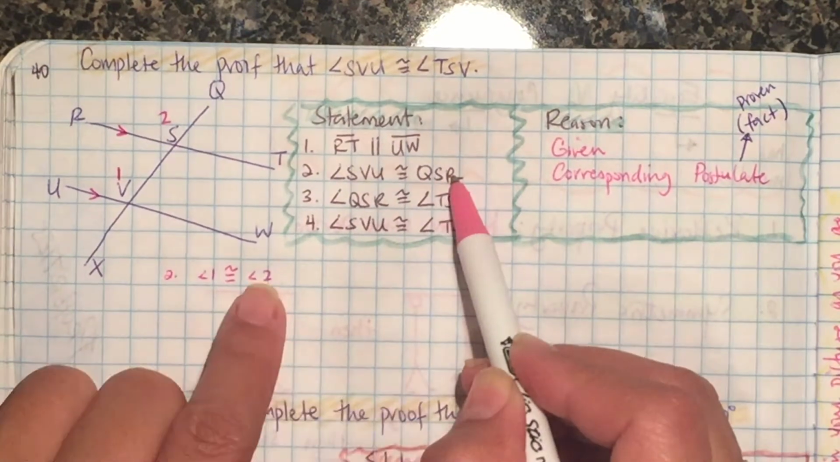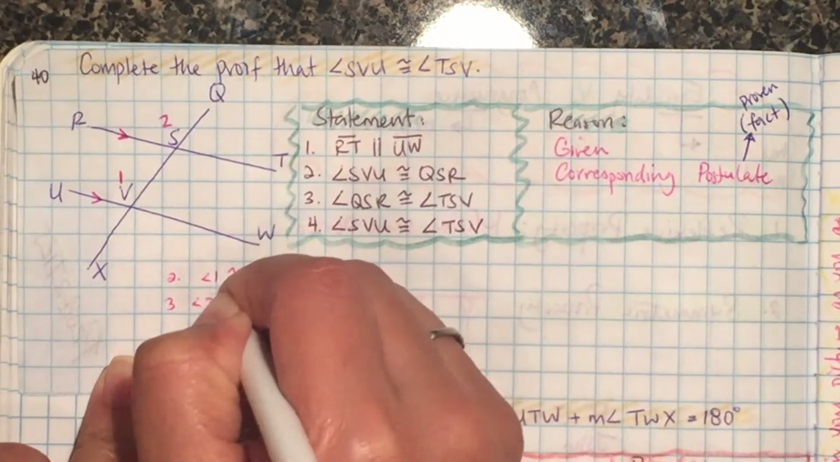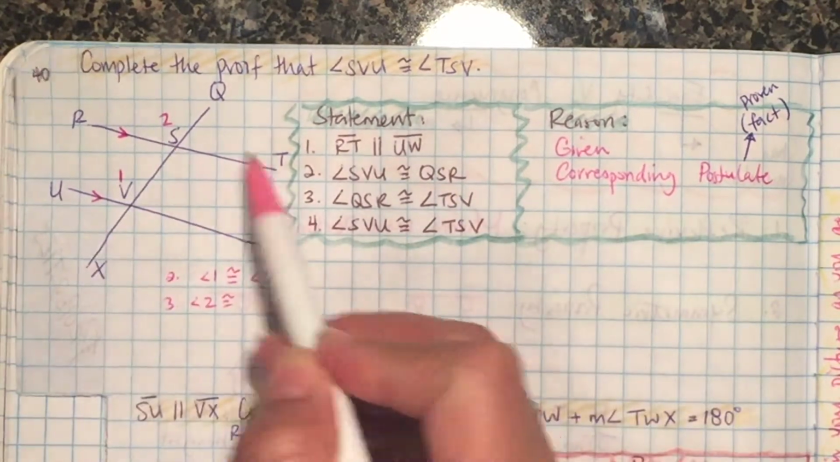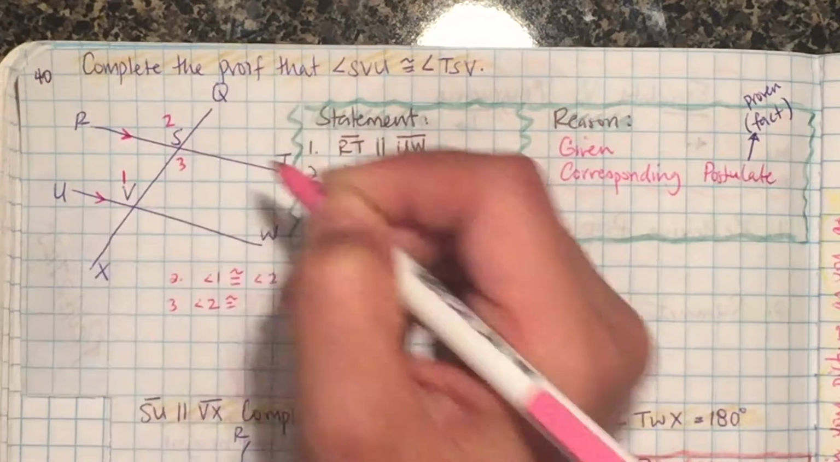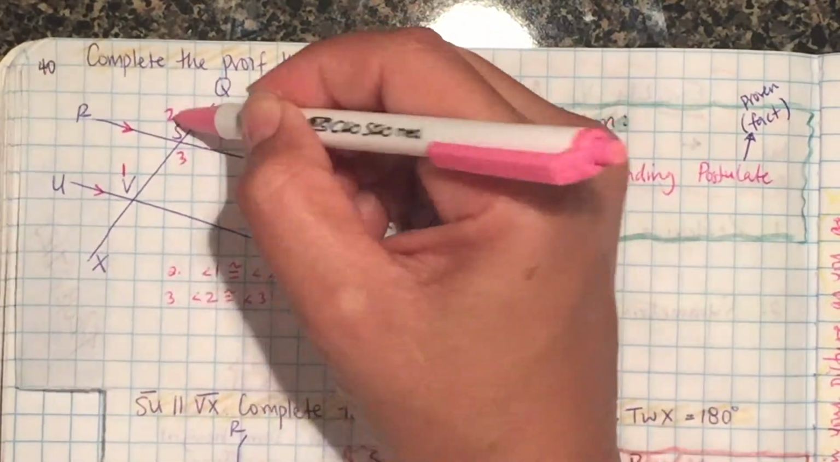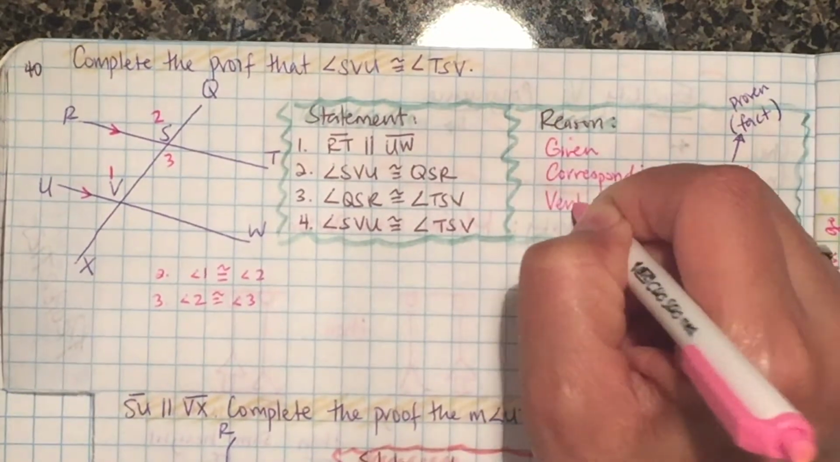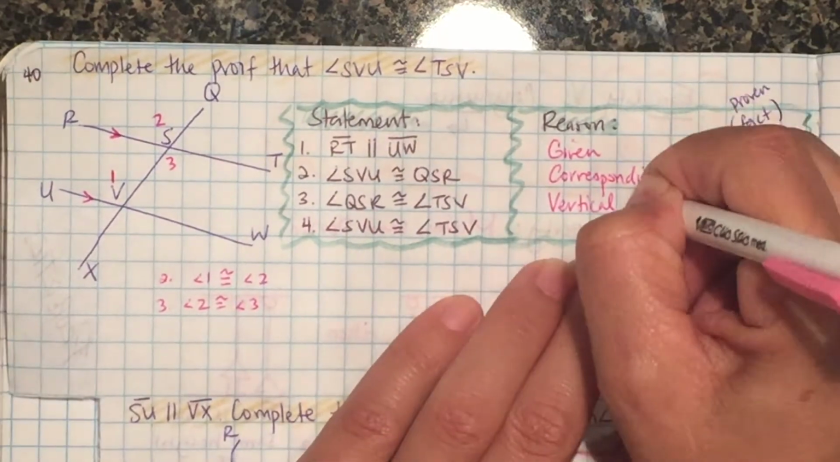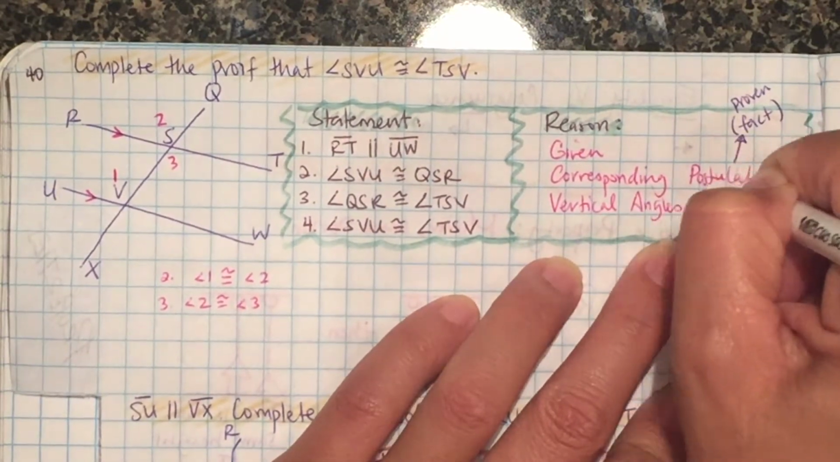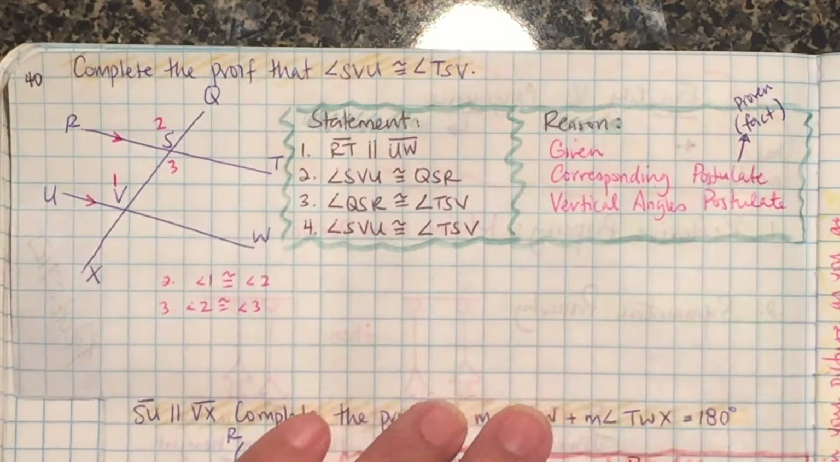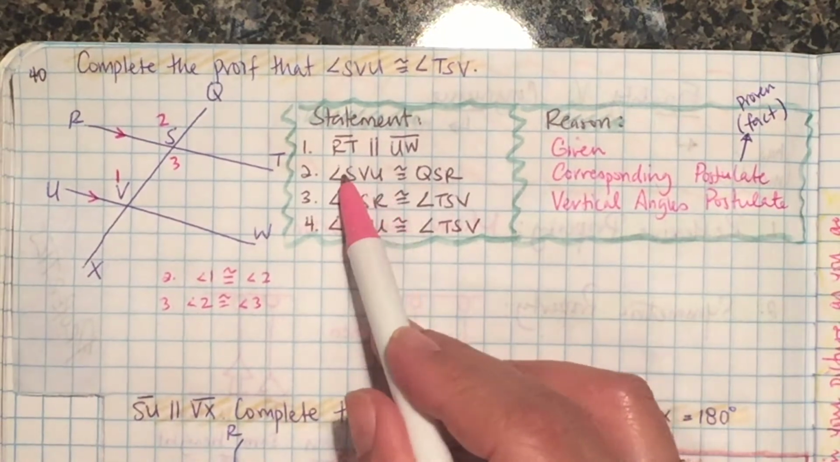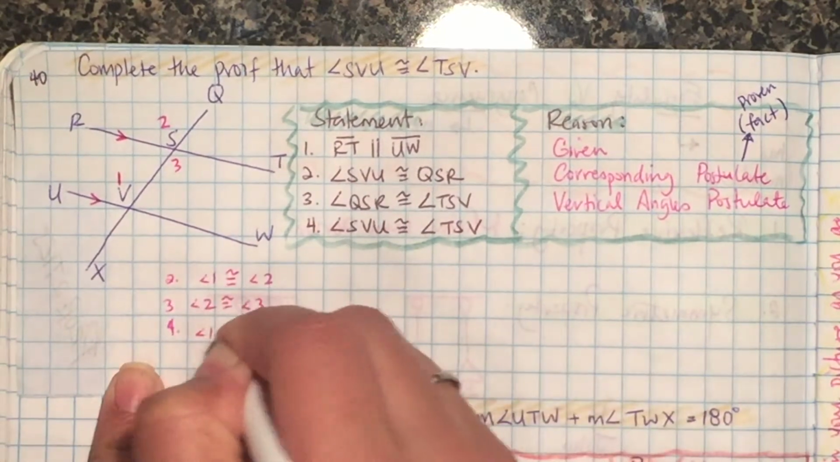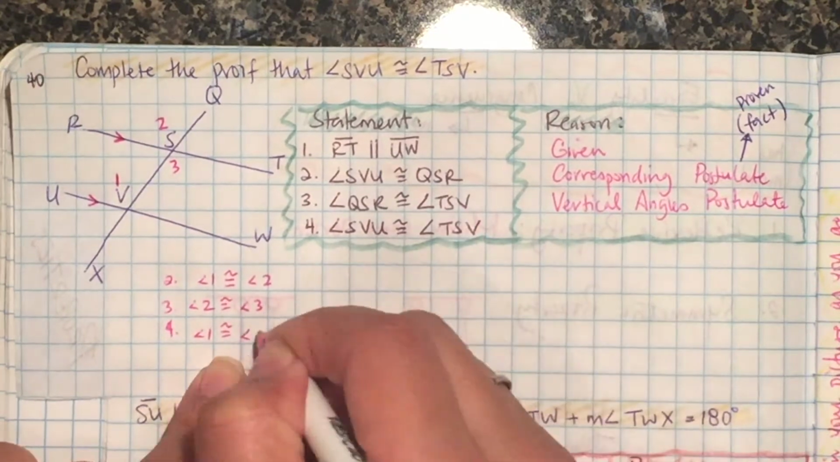Alright, number 3, QSR, which is the same as the QSR over there, so that's angle 2, is congruent to TSV. So TSV, you're going to name that 3. It's congruent to 3. And why? Why is 2 congruent to 3? Obviously, they're vertical angles. And again, you just put the word postulate there. So that's a fact. Alright, and then why is SVU, which was number 1, so that's angle 1, congruent to TSV, which is number 3, which is angle 3.